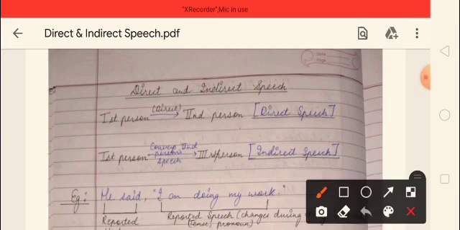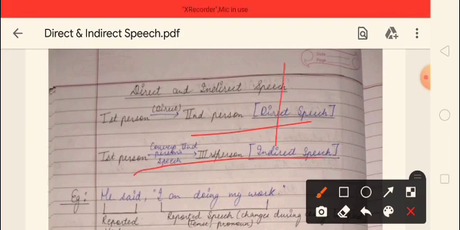So the basic difference is, when the first person says something to the second person directly, this is known as direct speech, and when the second person communicates the speech of the first person to the third person, this type of speech is known as indirect speech.